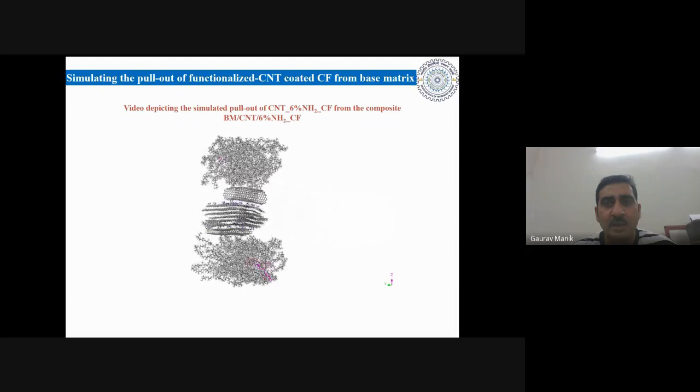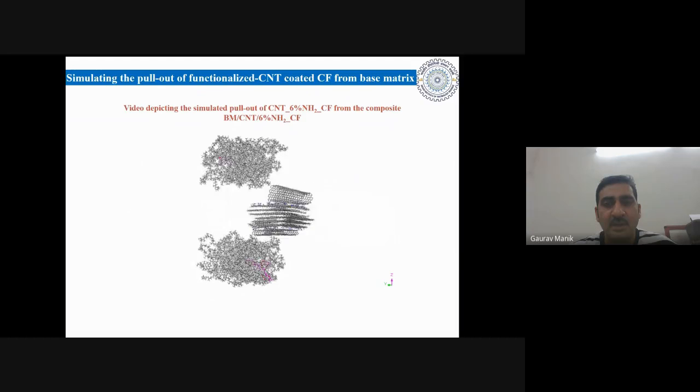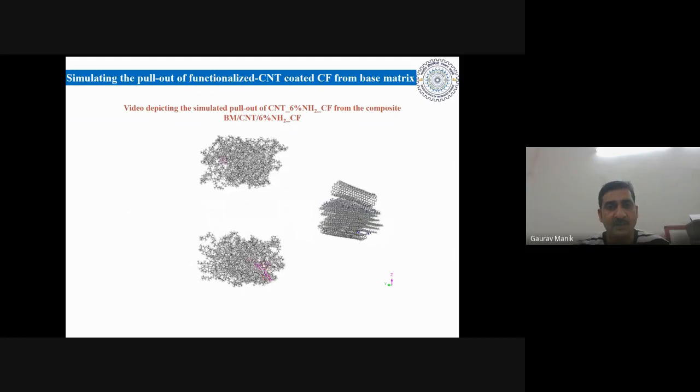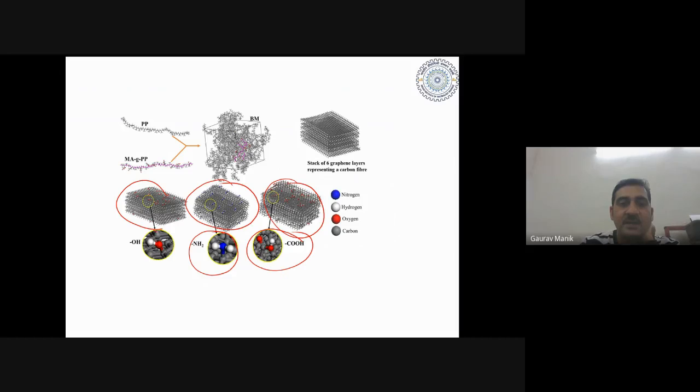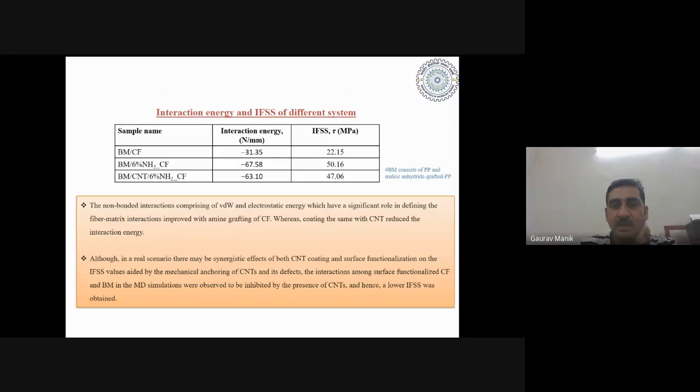You can find out how nicely the fiber or the functionalized fiber is adhered to the matrix. Now, the next pieces of work people are doing is with these carbon fibers. People are coating with different chemicals. They're trying to incorporate COOH functionalization, NH2 functionalization, OH functionalization, and then trying to observe what are the levels of the interfacial shear strengths.